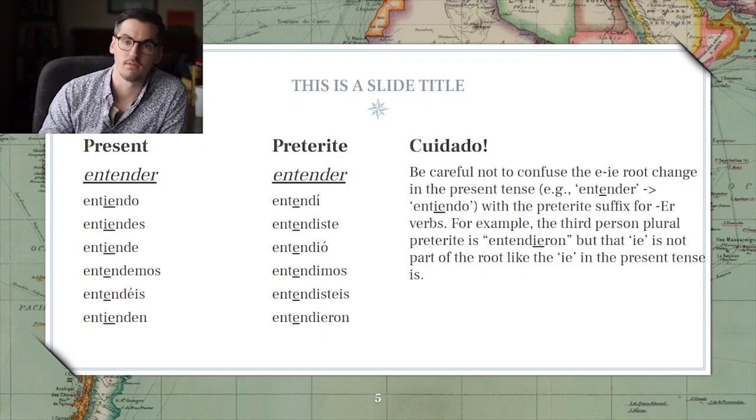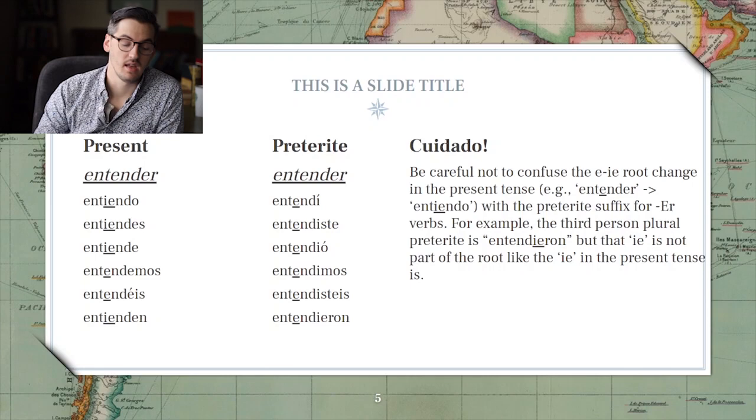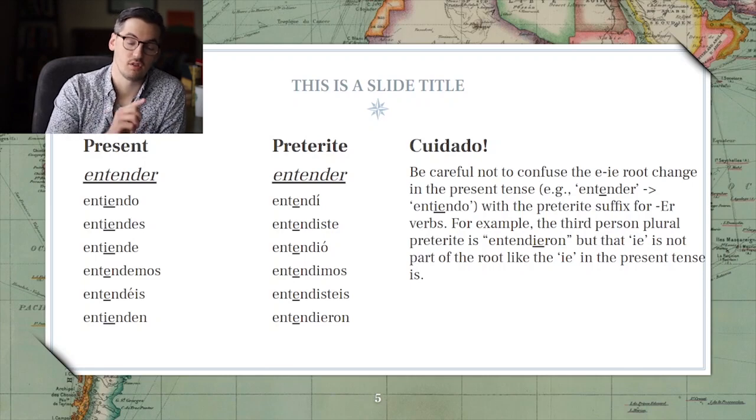Be careful not to confuse the E to IE change in the present tense with the preterite suffix for ER verbs. Notice the suffix for ER verbs in the preterite tense for third person plural is ieron, I-E-R-O-N. That IE is not the same as the IE changing in the root in the present tense, and so don't confuse those.